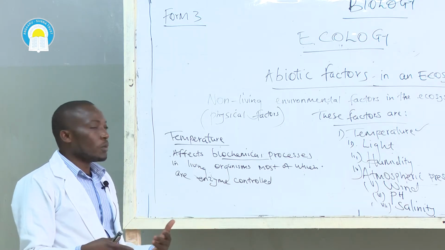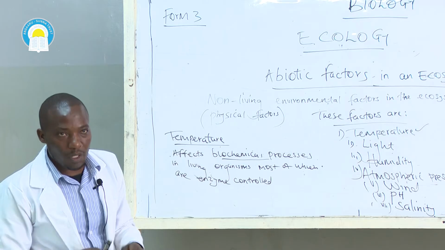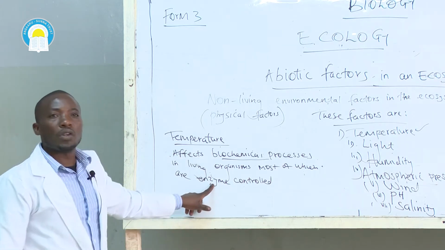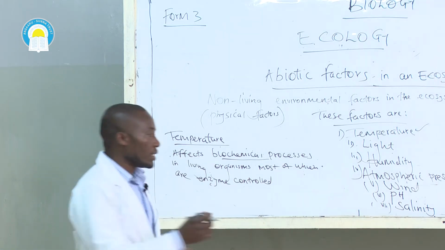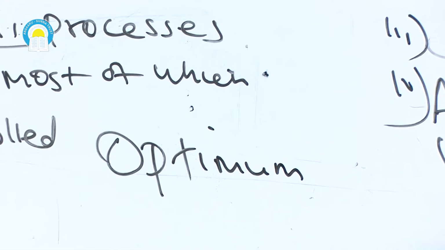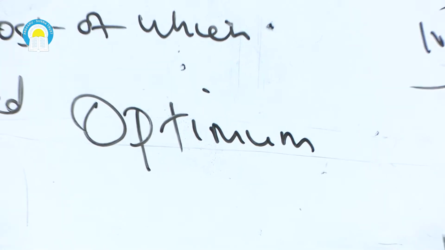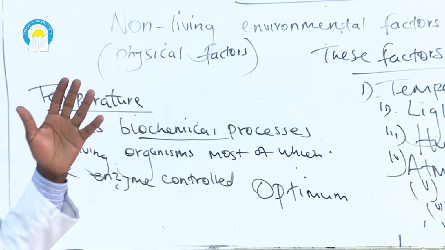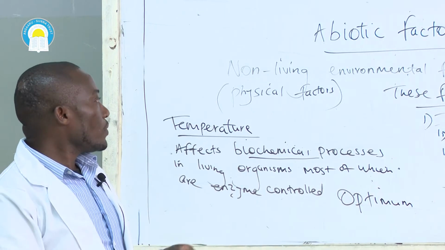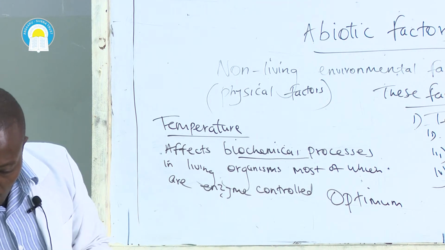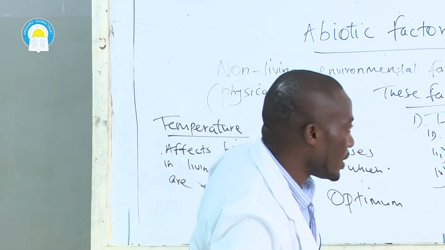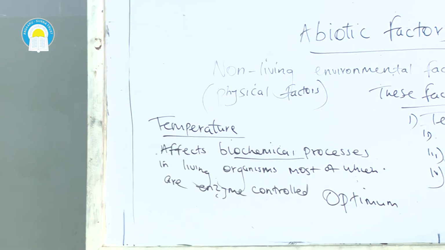For example, a biochemical process like respiration is the breakdown of food substances to release energy. Most enzyme controlled reactions work best at a temperature we call optimum. Optimum temperature means not extremely high, not extremely low, but in between. Low temperature inactivates enzymes.